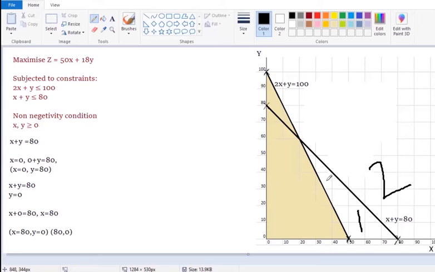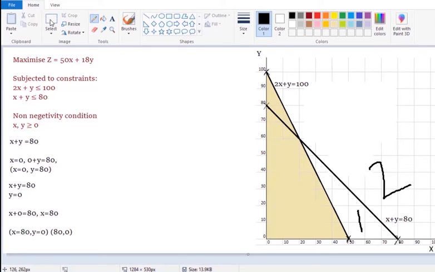So 2 regions are there. So which region is satisfying this inequality or this constraint x plus y less than or equal to 80? For that, I will substitute a value. See, this region 1 includes the point 0, 0. Region 2 includes points something like 50, 50 or 100, 100, etc. So I'm going to substitute 0, 0 here.